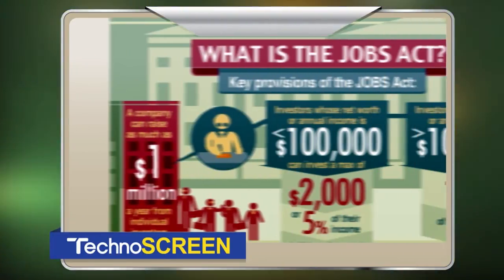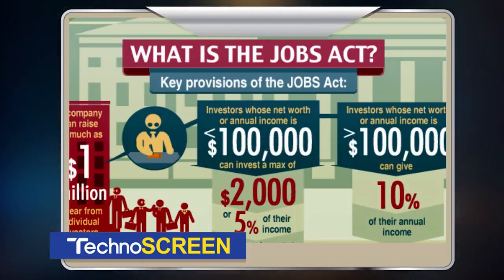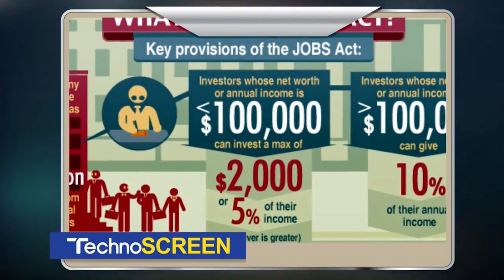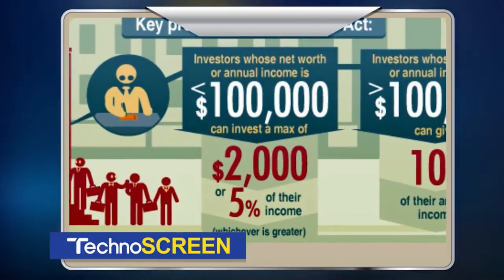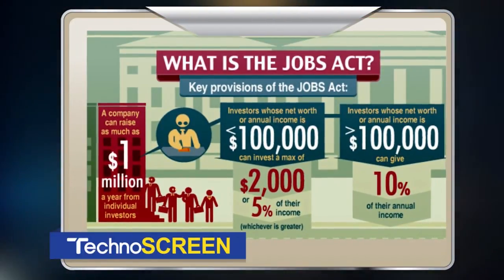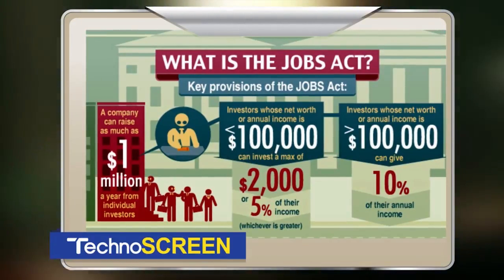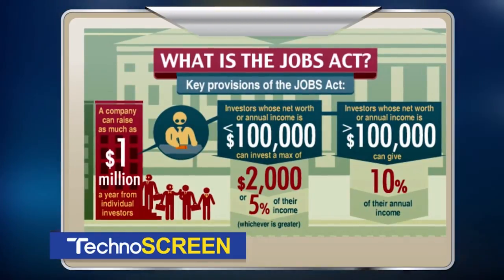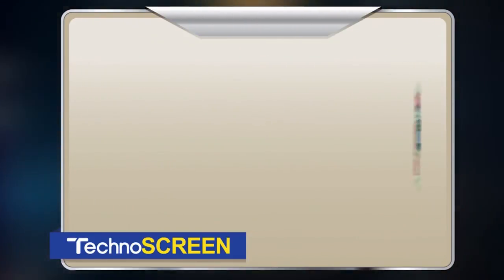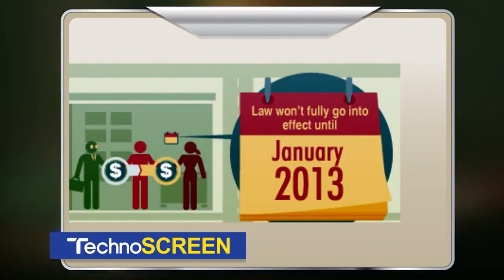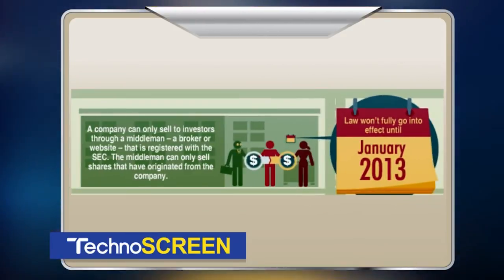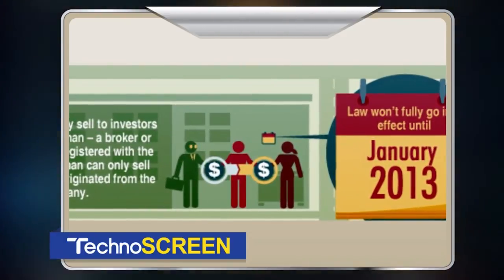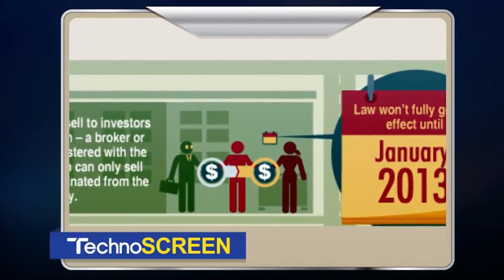The Jobs Act had a few stipulations. For example, it said that investors whose net worth or annual income was under 100,000 could only invest 2,000 US or 5% of their income, whichever was greater, per year. It also said that investors whose net worth was greater than 100,000 can only give 10% of their annual income. So it limits the amount of money that any one person could invest in a company using the crowdfunding platform. It also stipulated that a company can only sell to investors through a middleman, which would technically be the crowdfunding platform.